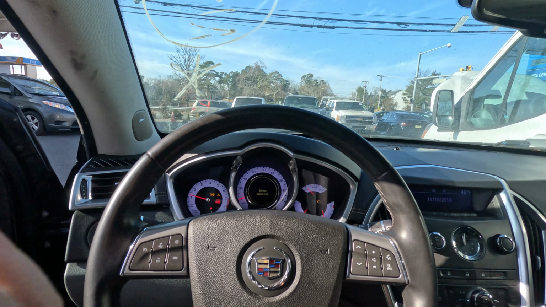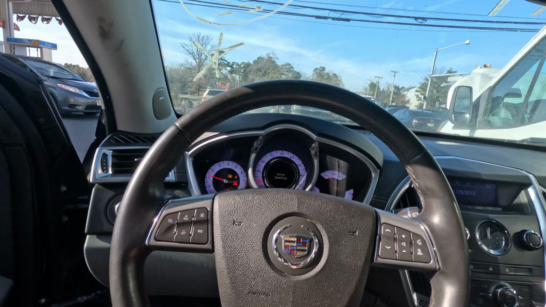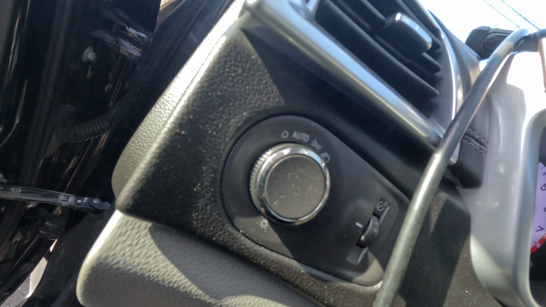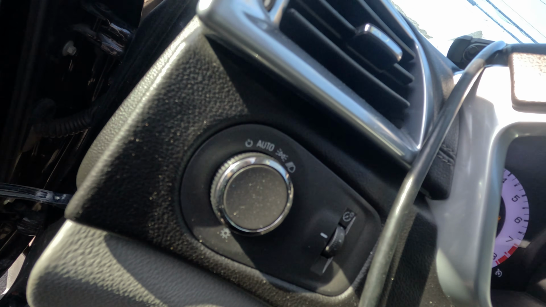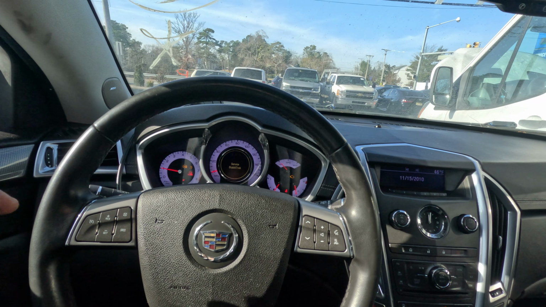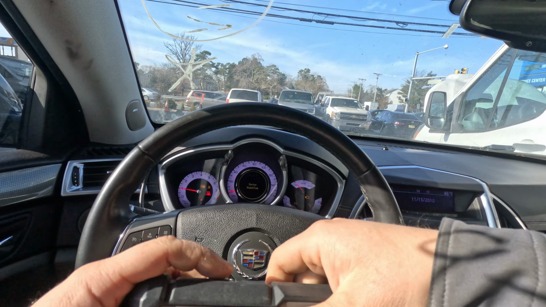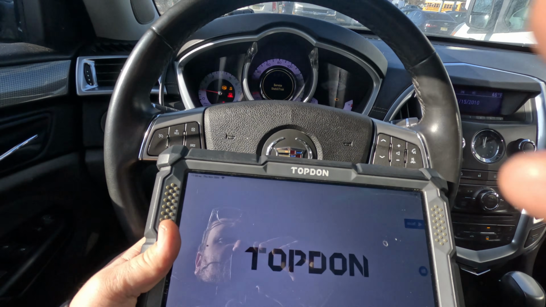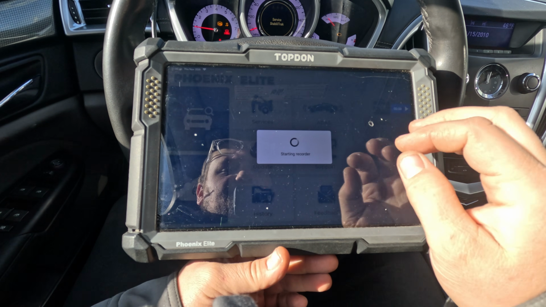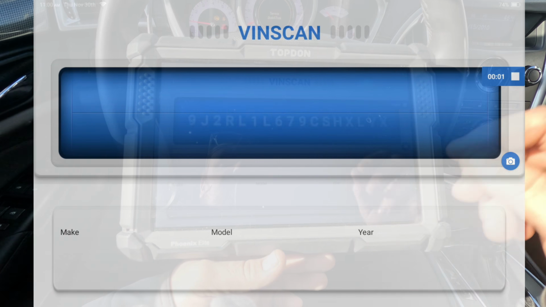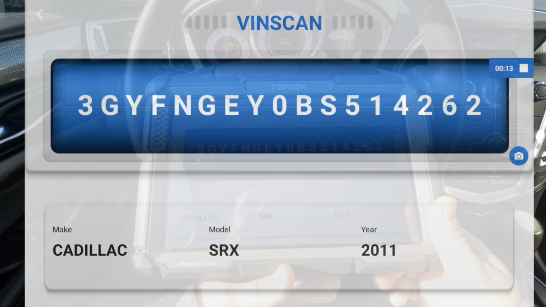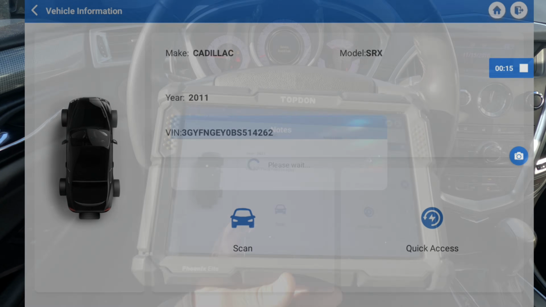Check engine light's on, ABS light's on, brake light's on. Okay. Let's see. Alright, 2011 SRX, pulled it up.